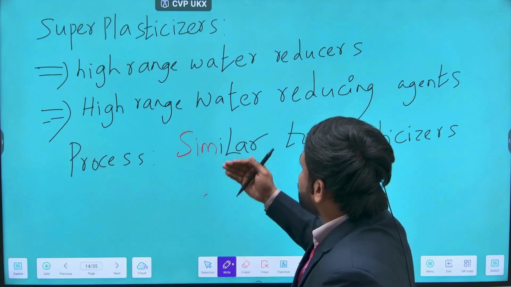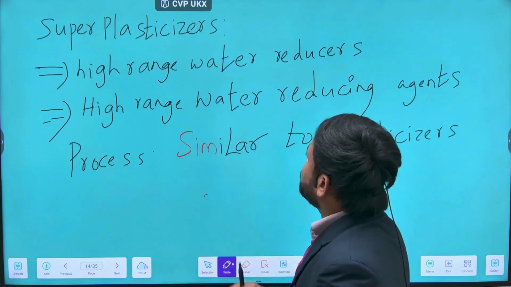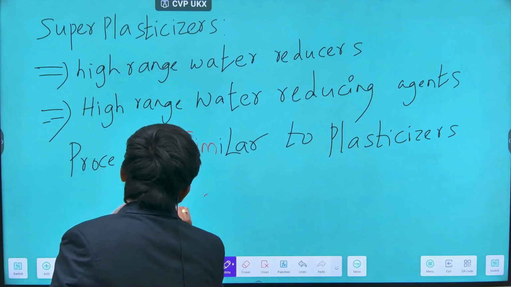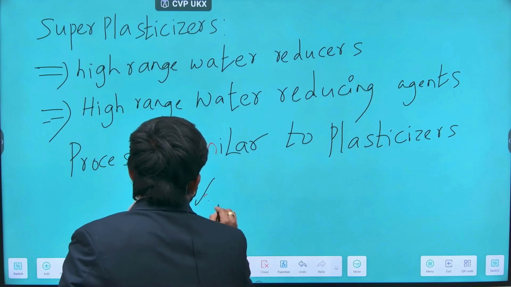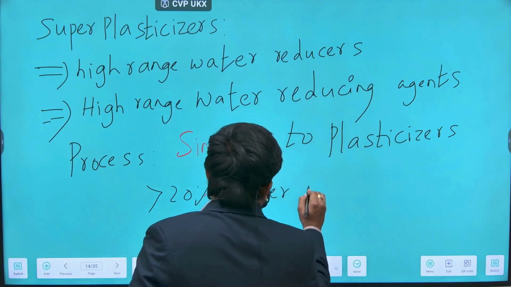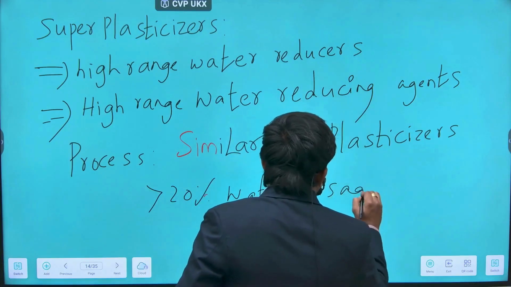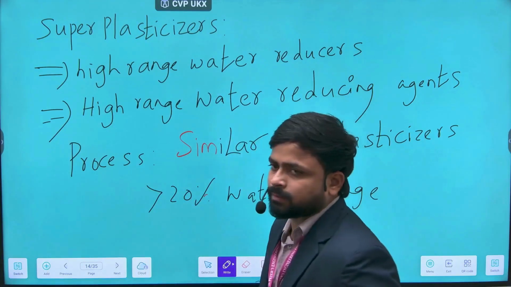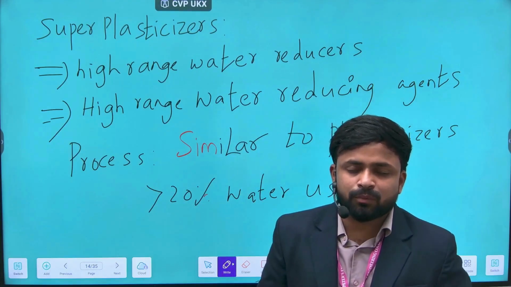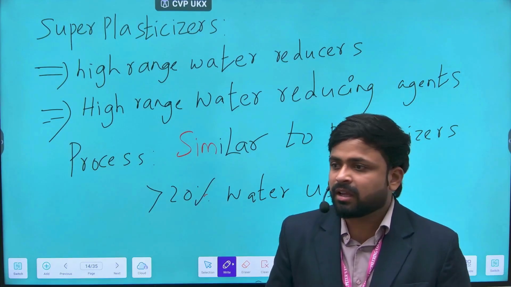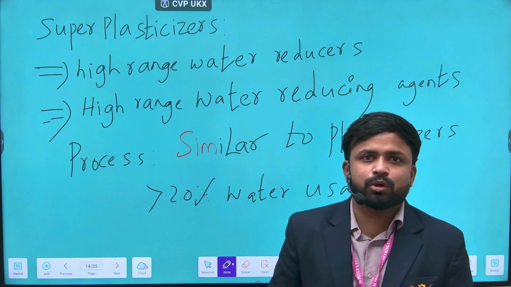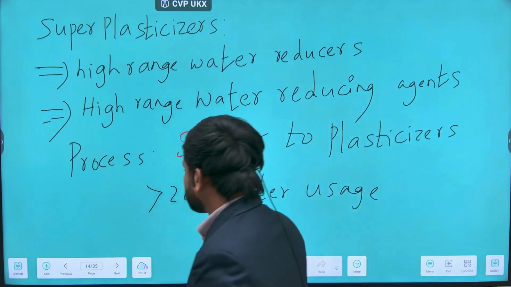Okay, so when we have to use super plasticizers: if we want to reduce more than 20% of water usage, there we can go with super plasticizers. If you want to reduce only 10 to 20% of additional requirement of water, we can use plasticizers easily. If you want to reduce more than 20% of the water, there we can go with super plasticizers.